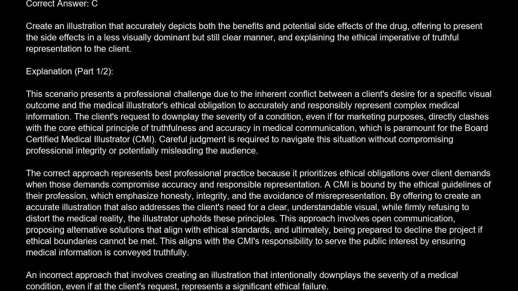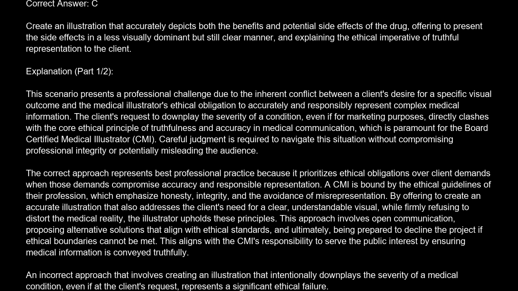The correct answer is C. Create an illustration that accurately depicts both the benefits and potential side effects of the drug, offering to present the side effects in a less visually dominant but still clear manner, and explaining the ethical imperative of truthful representation to the client.